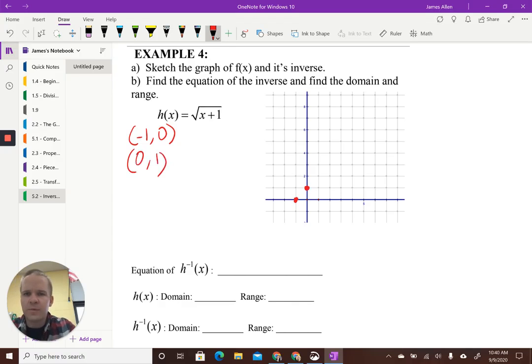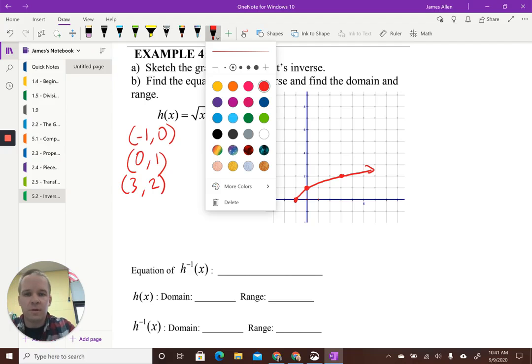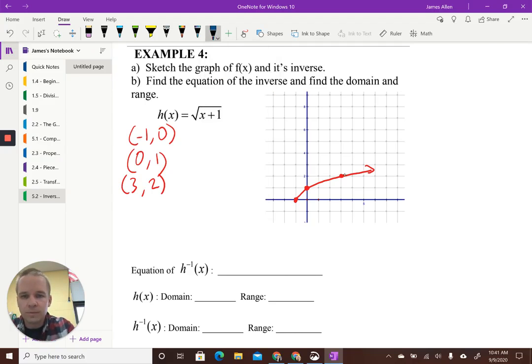And then I'm going to pick another, so I get an integer. If I plugged in 3 for x, I'd get 4 inside. Square root that, I get 2. So 3, 2. And you could also just know the up 1 over 1, up 1 over 3 behavior of a radical, right? Or of a square root function. So I've got my graph of the original.